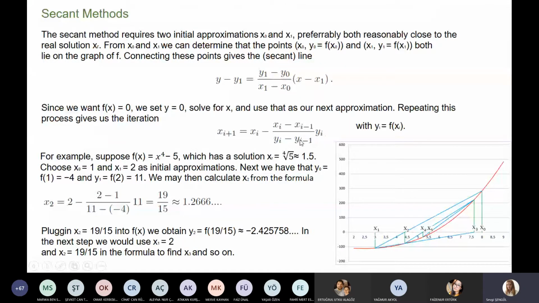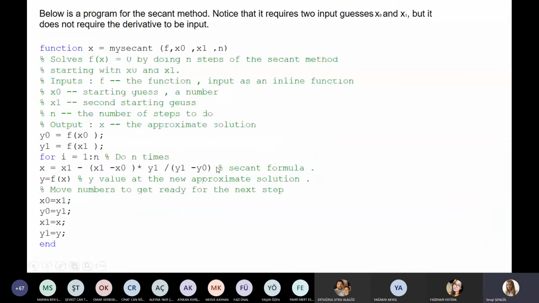Because we need y1 minus y0 and x1 minus x0, times y1, subtracted from x1. And exactly this is what I'm doing here: I am just putting this formula inside the body of my for loop. Then I need to find y equals f of x to get the approximation of the new value. What was my previous one is now x1, y1, and the new one that I found becomes x1, y1. So x1, y1 replaces x0, y0, and it will go through the iterations like that.